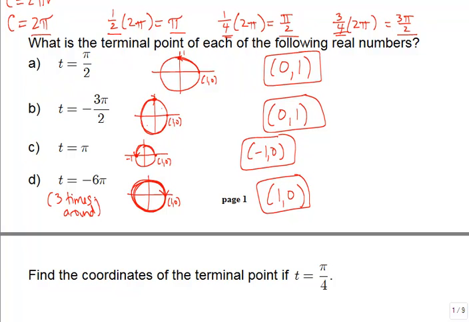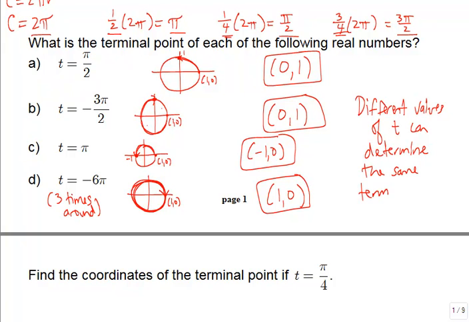So we got several different terminal points here. Some of them overlapped, and I just want to remind you again that different values of t can determine the same terminal point. So different values of t can land you at the same final terminal point so that your coordinates will match.